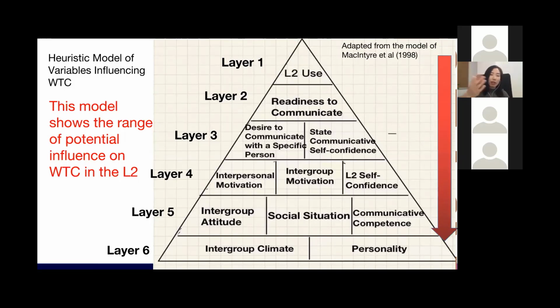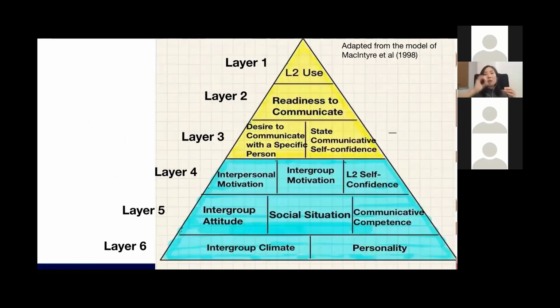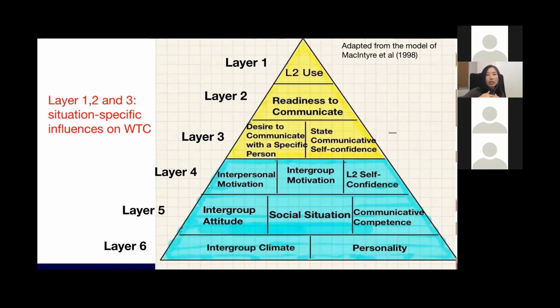From the top to the bottom, we begin our discussion with the most immediate situation-based context, and move to personality, their stable or enduring influences on the L2 communication situations. I just used some words you may not be really familiar with, so I'm going to explain now. Based on McIntyre's explanation, the model is divided into 2 parts: layers 1, 2, 3, and layers 4, 5, 6. The first part: L2 use, their readiness to communicate, their desire to communicate, and their state communicative self-confidence. These 3 layers represent the situation-specific influences on WTC.